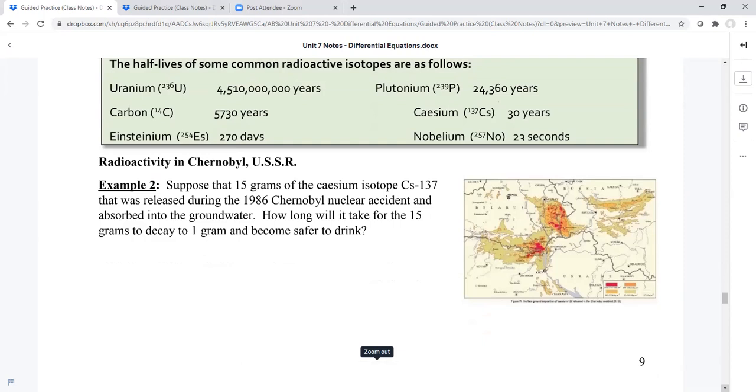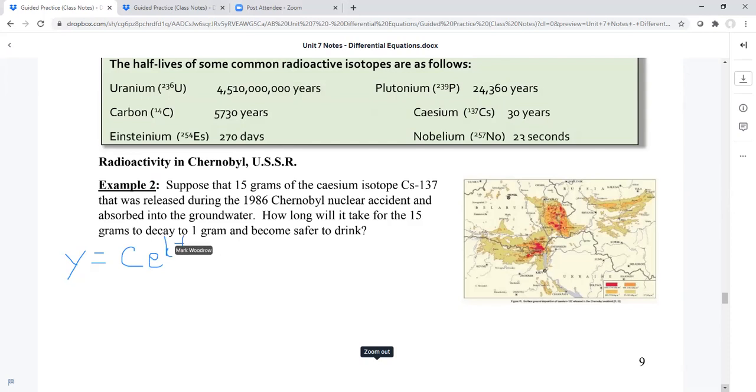this one anyway. So in 1986, Chernobyl had a nuclear accident, and it says suppose 15 grams of this Caesium-137, which takes 30 years for a half-life, was released in the 1986 accident, absorbed in the ground. How long will it take for 15 grams to decay to 1 gram? So this is a super long problem. And again, this is going to be y equals Ce to the kt power.